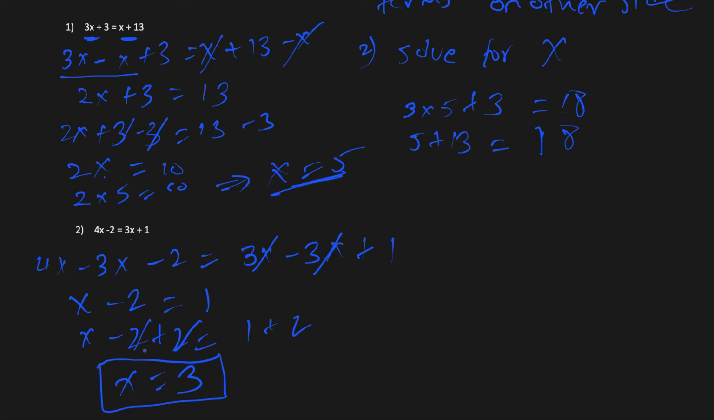Again, this is the x value that fulfills the condition of the equation. If we substitute x as 3, we get 4 times 3 minus 2, which is 12 minus 2, which is 10. And then 3 times 3 plus 1, which is 9 plus 1 equals 10. So you can see that when you substitute 3, it again fulfills the condition of this equation.